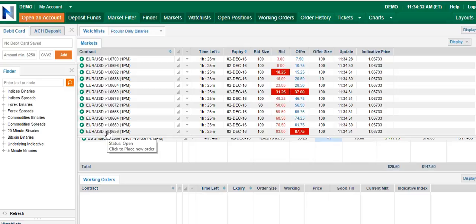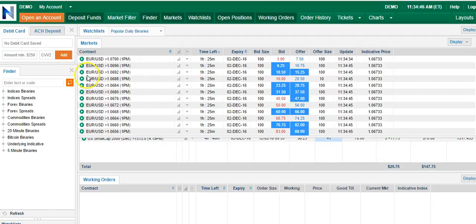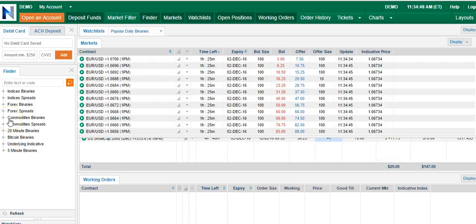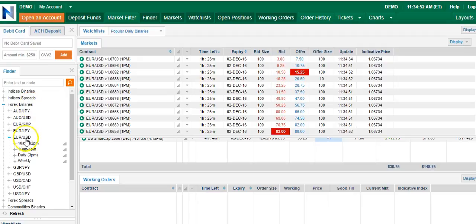But for this video, I just want to show you how to place a trade in the buy direction, and then I'll actually show you how to exit that trade as well. So in this example, we're going to just trade the Euro US dollar. So once you log in, you find what you want to trade. So in this example, I'd click on Forex and binaries.